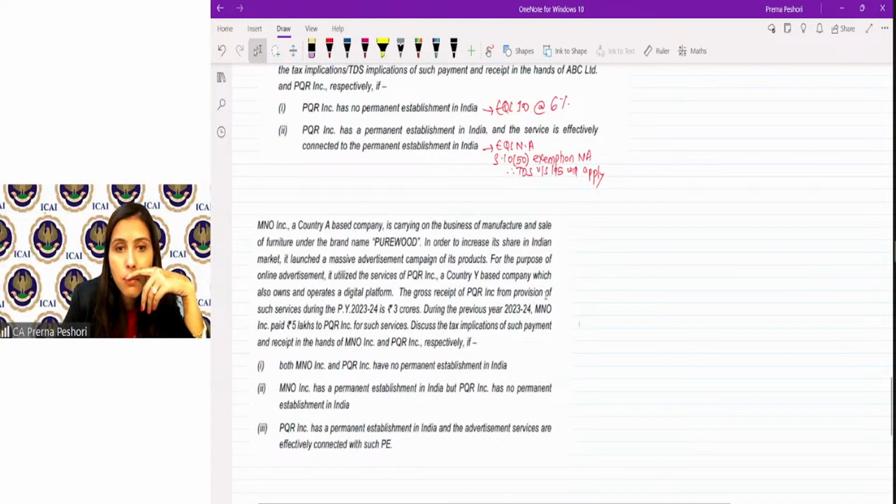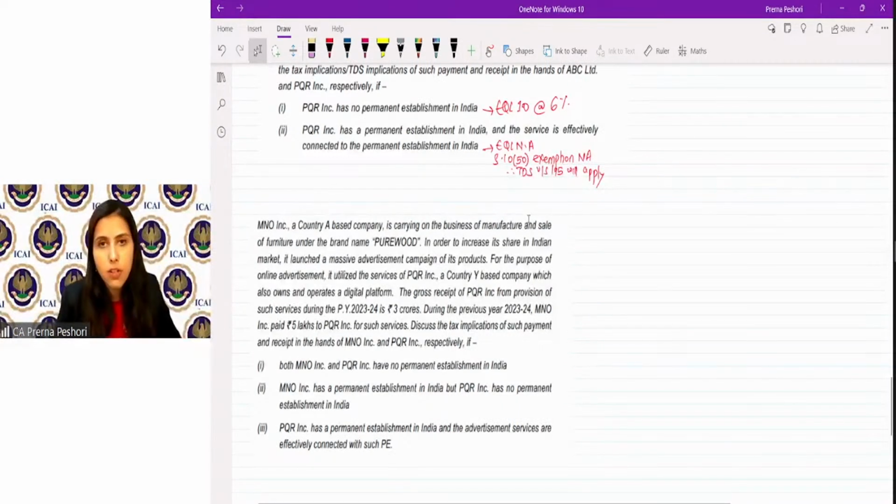Gross receipt from the provision of such service is 3 crores, meaning it is more than 2 crore. During the previous year, MNO paid 5 lakh to PQR for such services. Discuss the tax implications. Both MNO and PQR have no PE in India. First scenario, where both do not have any permanent establishment: then equalization levy 1, equalization levy 2, what will be applicable?